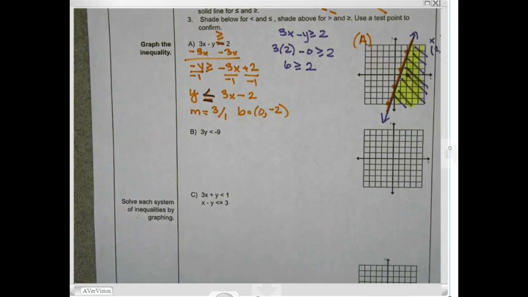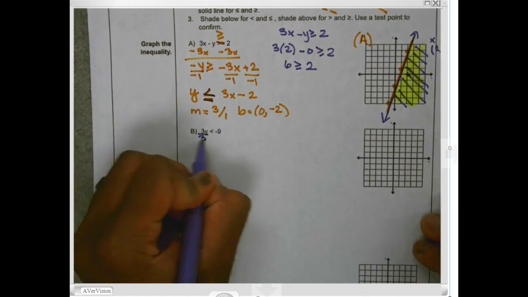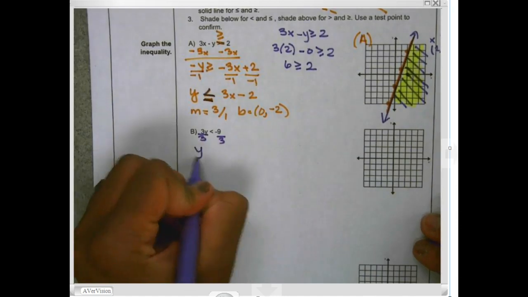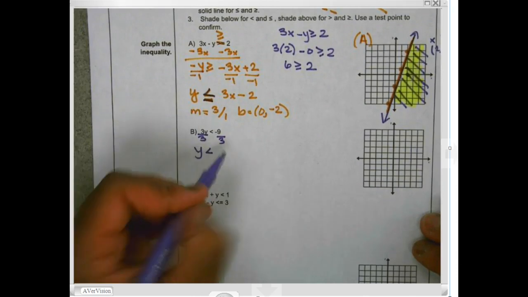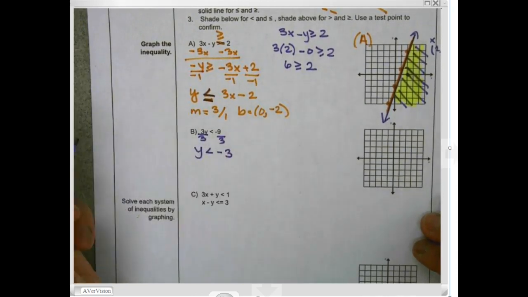All right, let's try another one just like the other one. 3y is less than -9. First thing I need to do, let's get this y by itself and have y is less than, I didn't divide by a negative number, so I'm not flipping the arrow, less than -3.